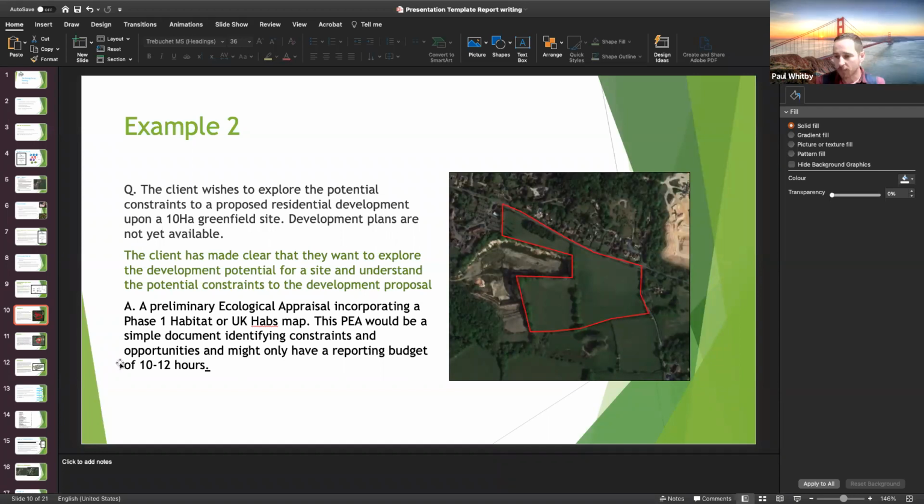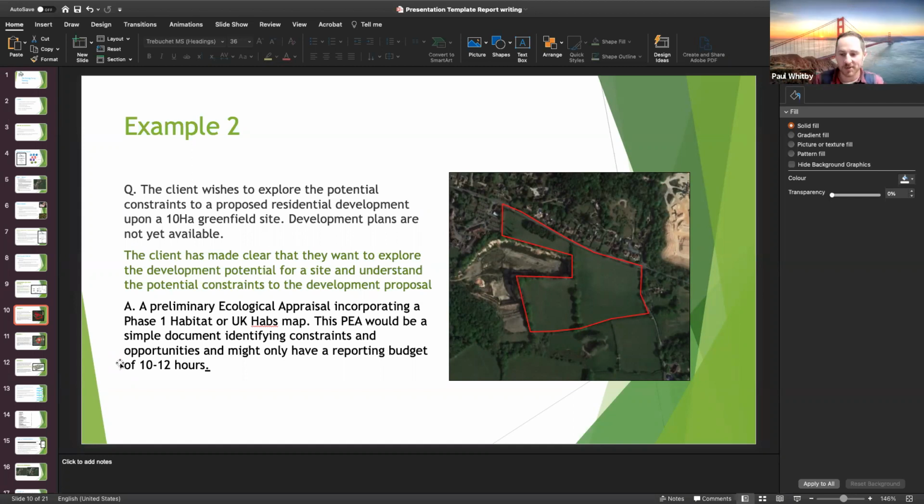So a preliminary ecological appraisal is going to be the right document because it will set out to them what we see as the possible constraints, the further surveys that would be required moving forward. It could also include a possible scope for enhancements. We might identify a part of the site.